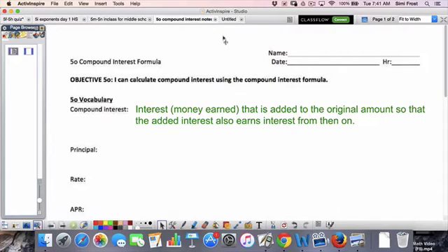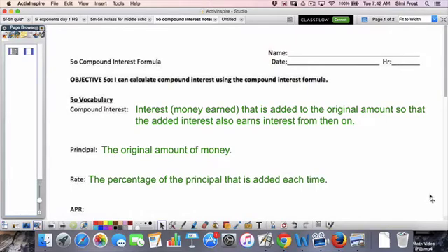All right, so what is compound interest? It's interest or money earned that is added to the original amount so that the added interest also earns interest from then on. And so that might make more sense once we see some numbers with that. All right, so what is the principal? The principal is just the original amount of money. So if you put $500 into your bank account and then it earns compound interest, the principal would be that $500 you originally put in.